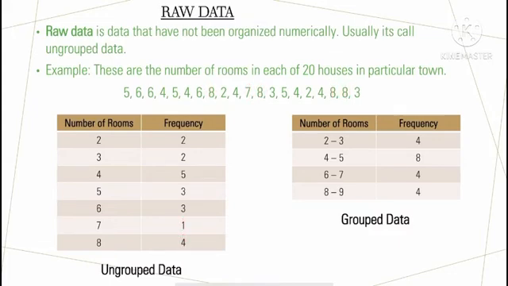For grouped data, there are 4 houses which have 2 to 3 rooms, 8 houses which have 4 to 5 rooms, 4 houses which have 6 to 7 rooms, and 4 houses have 8 to 9 rooms.